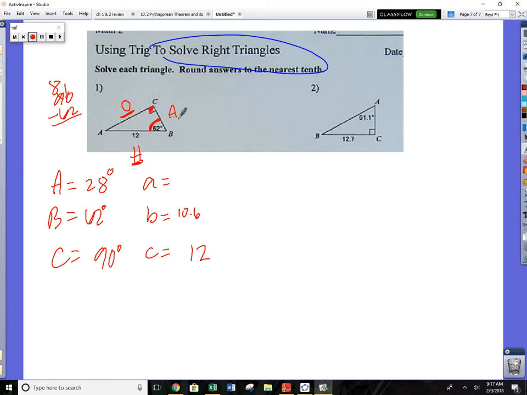So now I'm going to do the a, and I'm going to do the a with h, so that's the cosine. So if I go cosine from that same position, from that 62 degrees, the ratio is going to be a over h, and I don't know what a is, so that's x. H is going to be 12. So now x is on top.